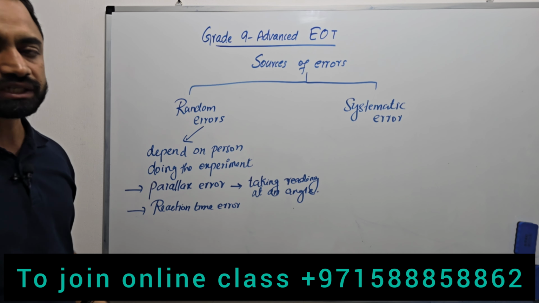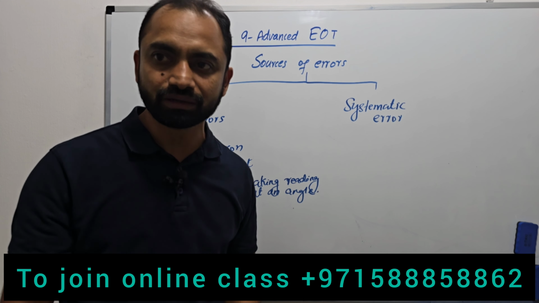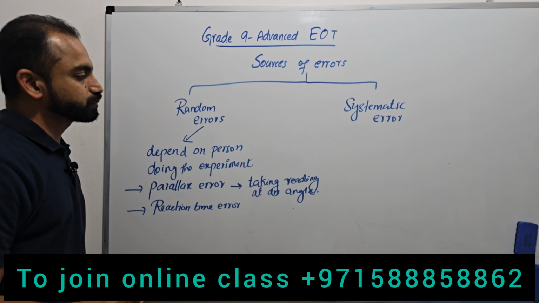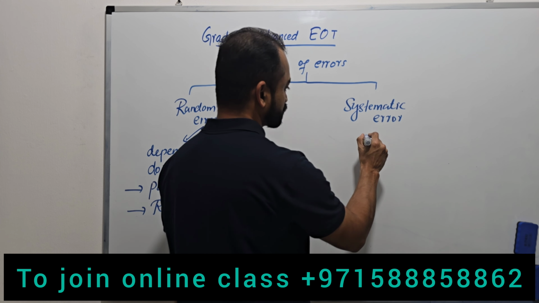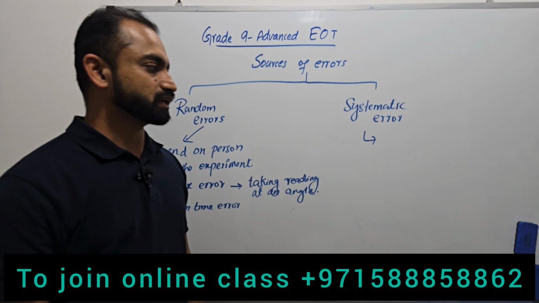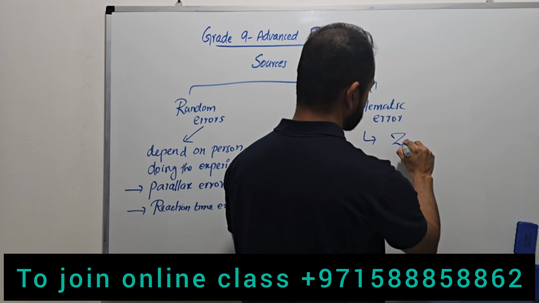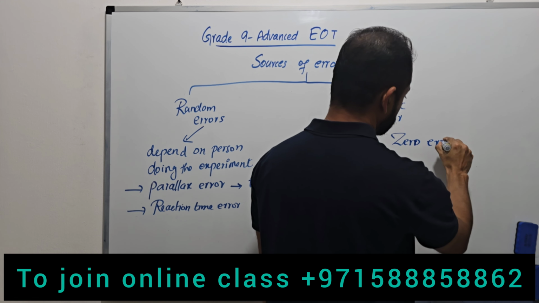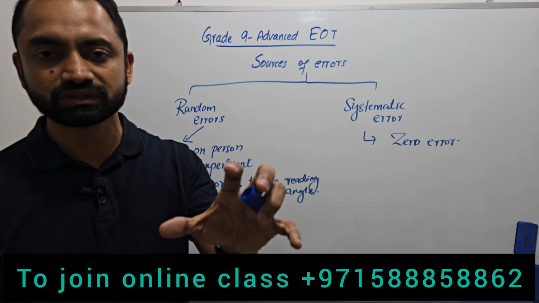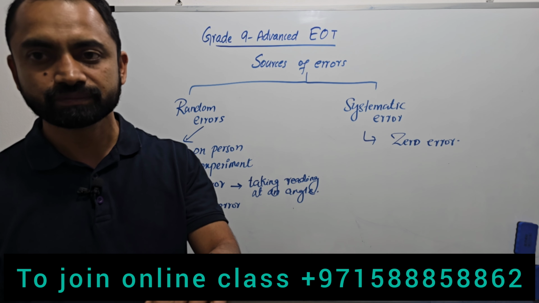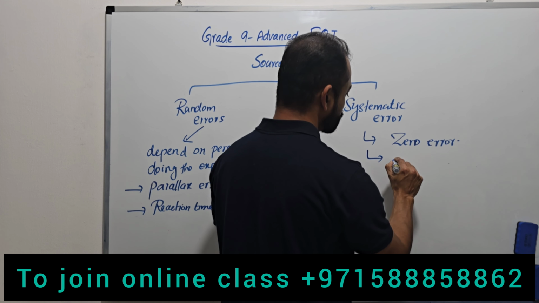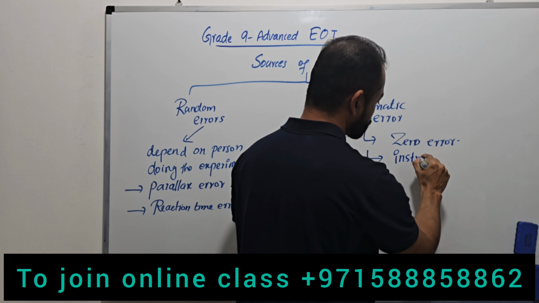Okay. So reaction time error also we can reduce by being alert, trying to switch on and switch off the stopwatch at the perfect time. Then systematic error. What is systematic error? Zero error is an example of systematic error. Systematic error is associated with the machine, right? The machine or the instrument that you are using.